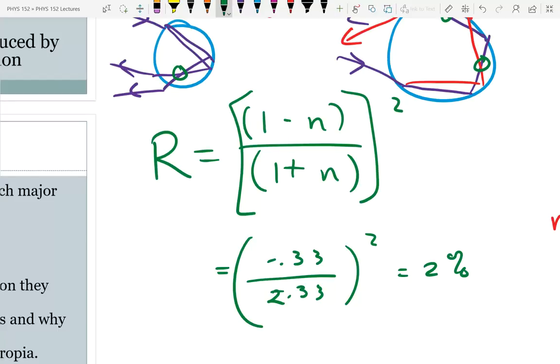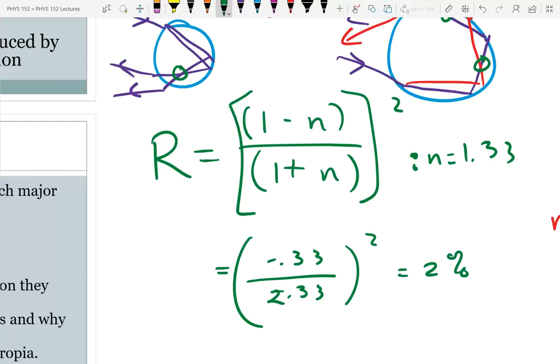Anyway. Why is the top number negative? Because n is 1.33, so 1 minus 1.33 is negative 0.33. It doesn't matter because we're squaring it. Okay. I was just wondering, and then the bottom is 2? Well, 1 plus 1.33 is 2.33. I did right what? So I put in 1.33 for n in both cases.